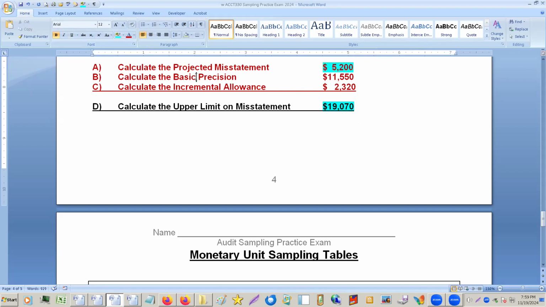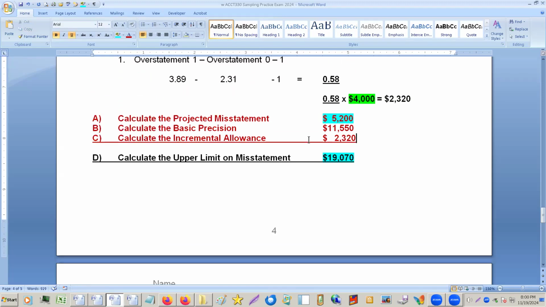But basic precision says this is a sample. If there are no errors, it could be off by something. And incremental allowance says, okay, if it is off, the larger the error, the larger the problem. And that's why we multiply it by this incremental allowance.